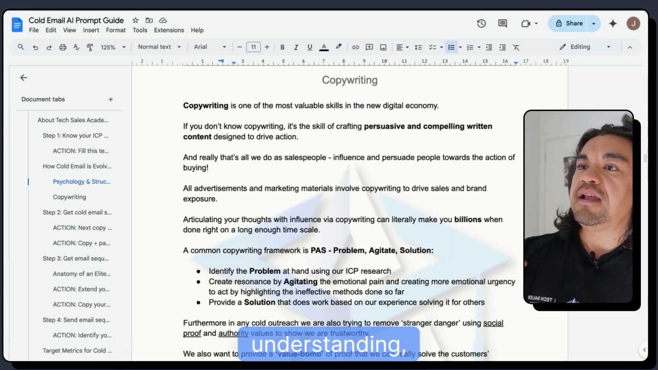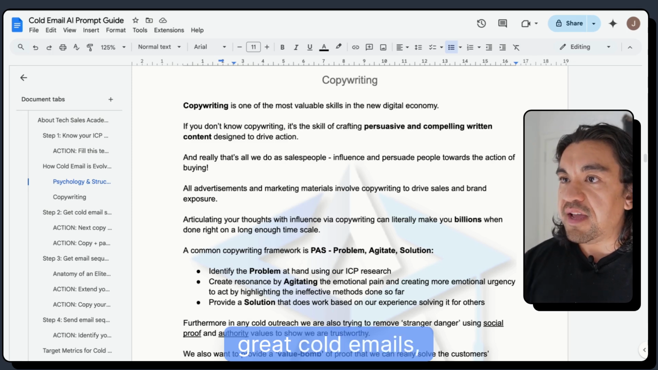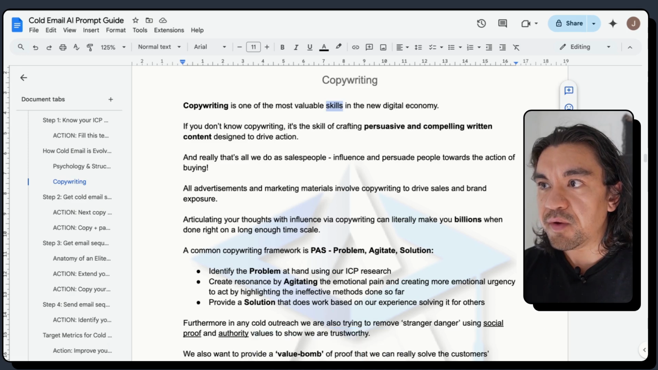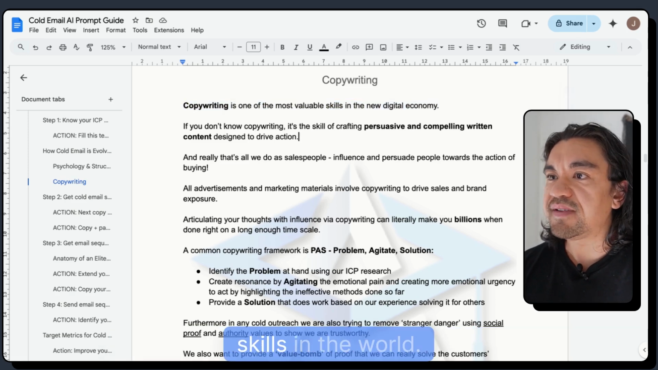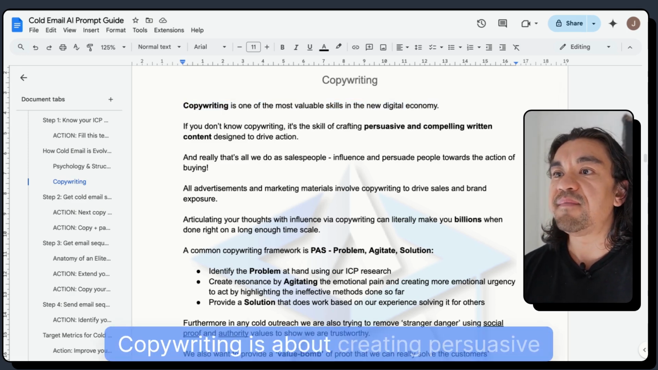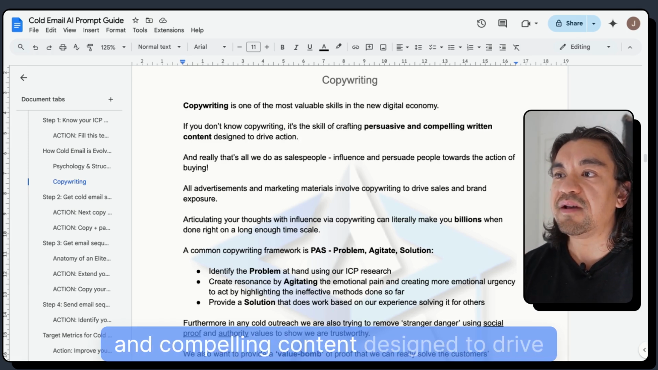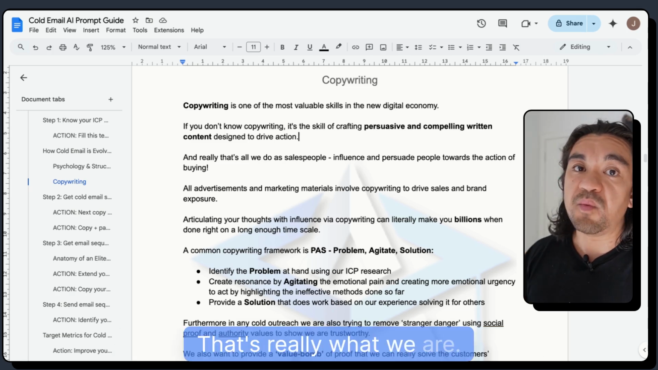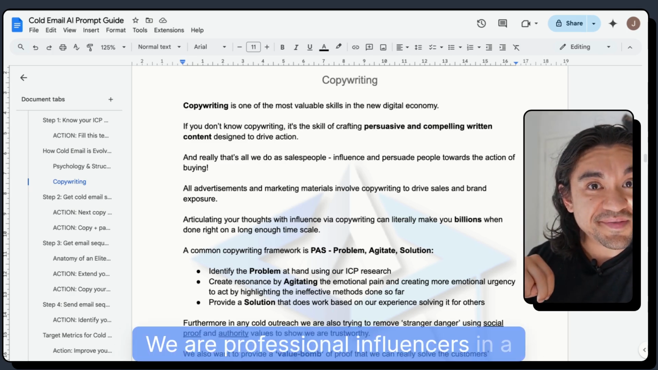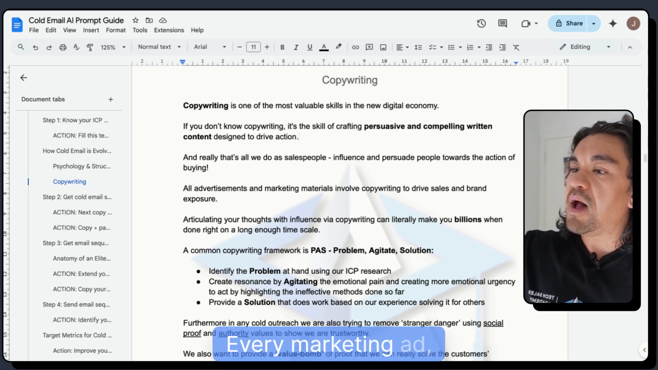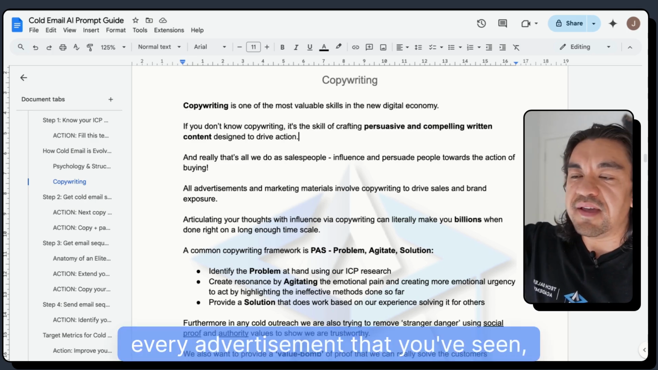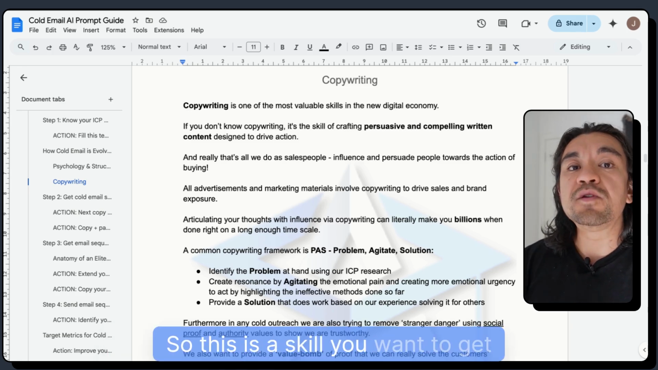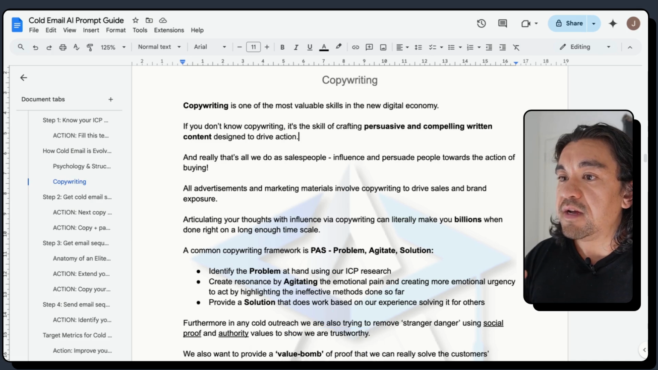Okay. Understanding great advertising, great cold emails, great cold calling, all relate back to the art of copywriting. Okay, copywriting is one of the most valuable skills in the world. Okay, copywriting is about creating persuasive and compelling content designed to drive action. Right? How can we influence people to buy things? That's really what we are. We are professional influencers in a way. Okay, every marketing ad, every advertisement that you've seen, all marketing materials, to go back to my marketing point, involve copywriting. So this is a skill you want to get better at over time, okay?